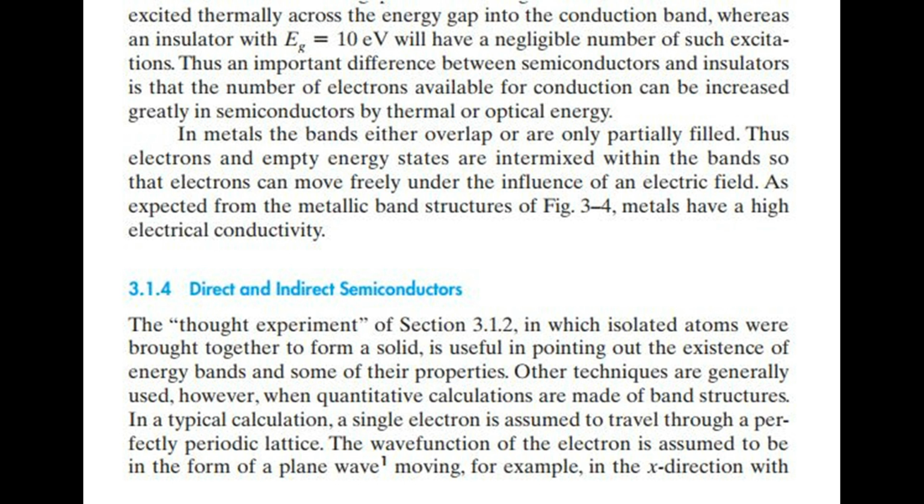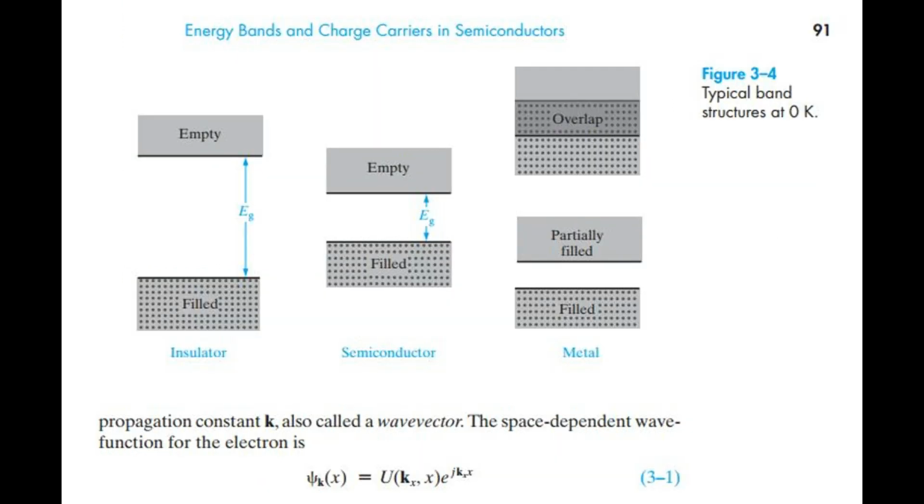Direct and indirect semiconductors. The thought experiment of section 3.1.2, in which isolated atoms were brought together to form a solid, is useful in pointing out the existence of energy bands and some of their properties. Other techniques are generally used, however, when quantitative calculations are made of band structures. In a typical calculation, a single electron is assumed to travel through a perfectly periodic lattice. The wave function of the electron is assumed to be in the form of a plane wave moving, for example, in the x direction with propagation constant k, also called a wave vector.